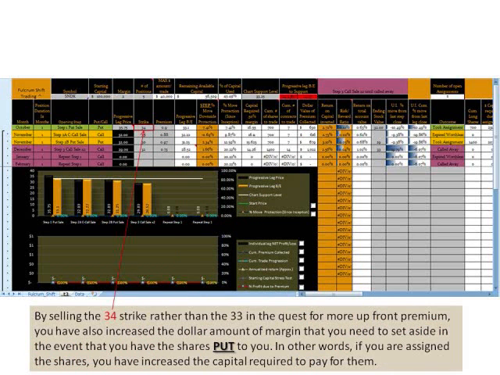By selling the 34 strike rather than the 33 in the quest for more upfront premium, you have also increased the dollar amount of margin that you need to set aside in the event that you have the shares put to you. In other words, if you are assigned the shares, you have increased the capital required to pay for them.